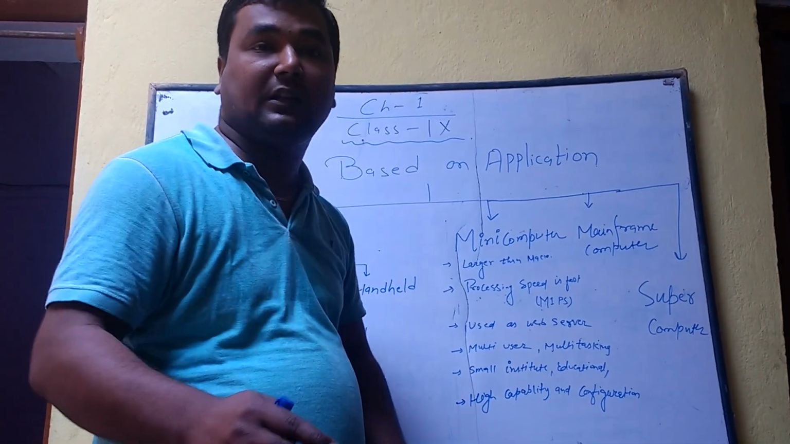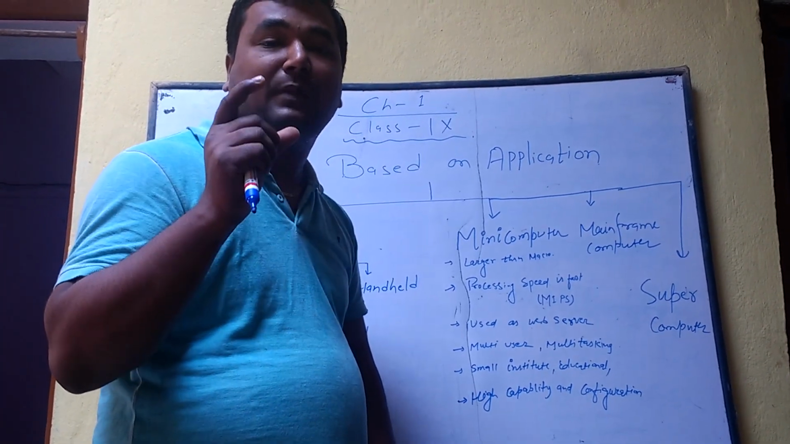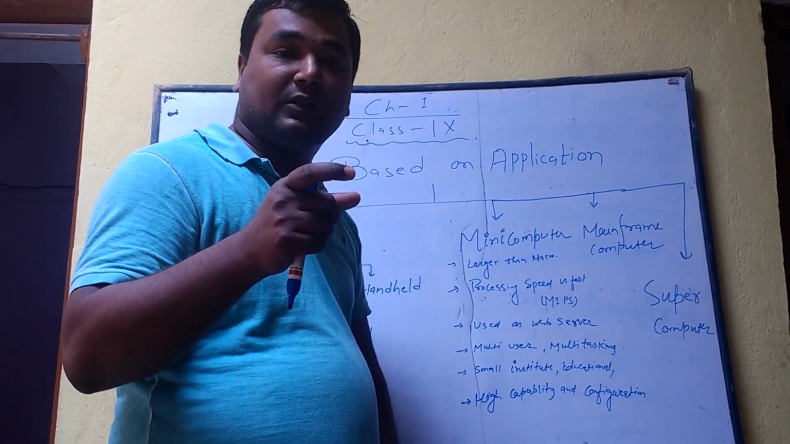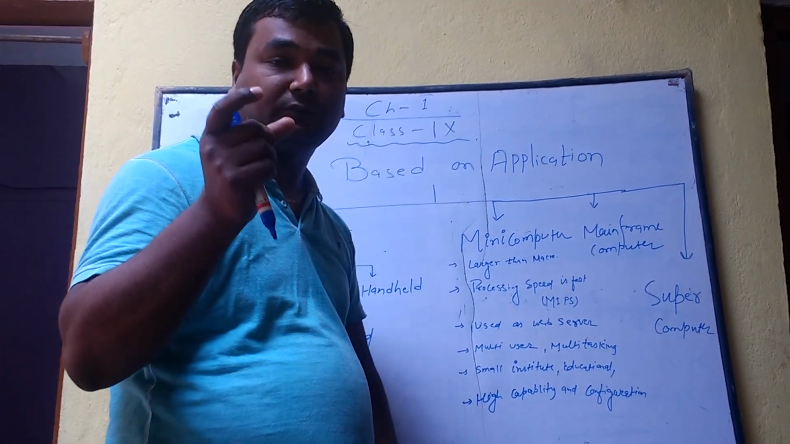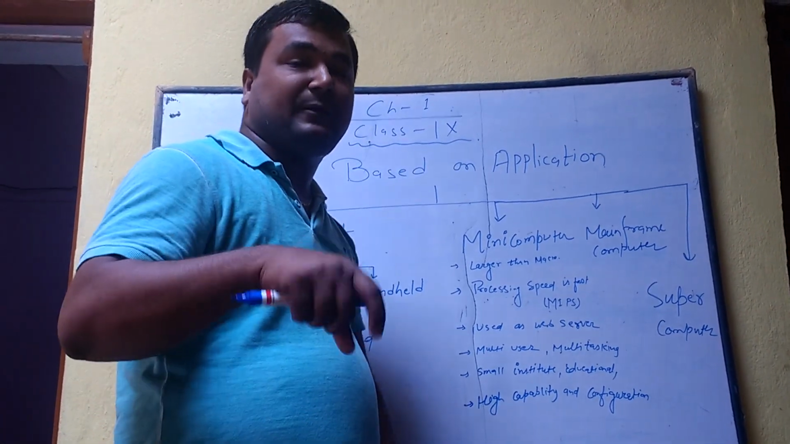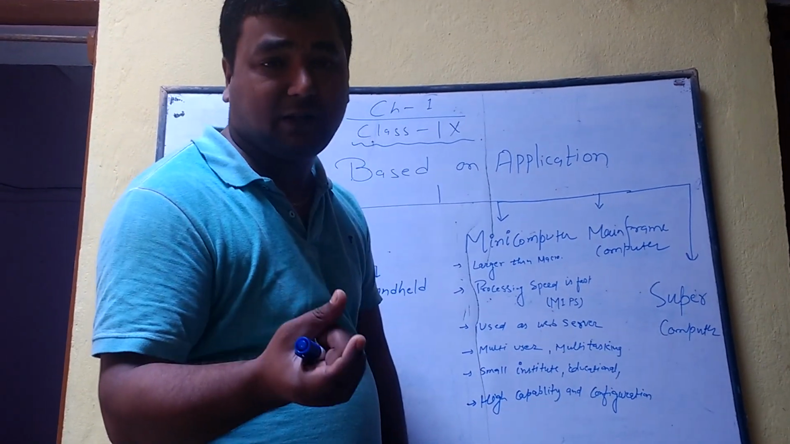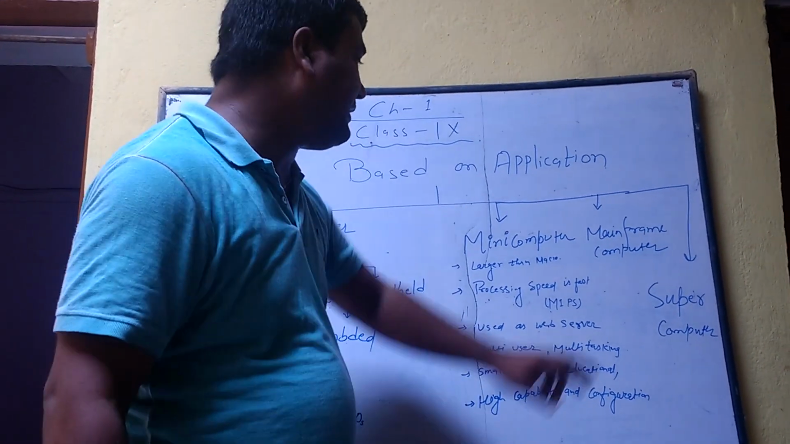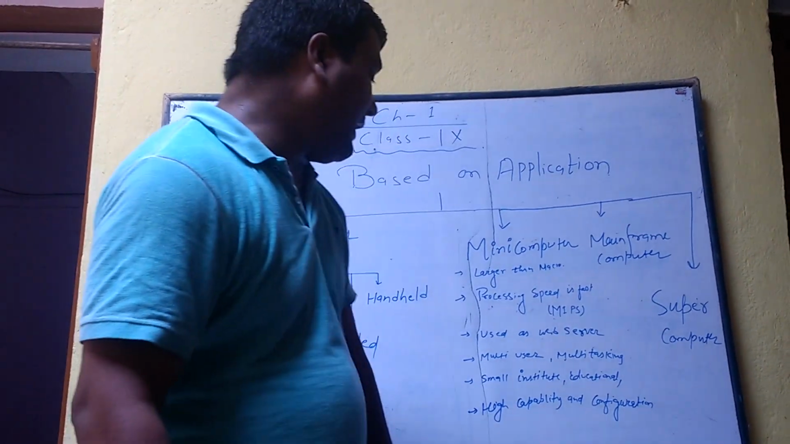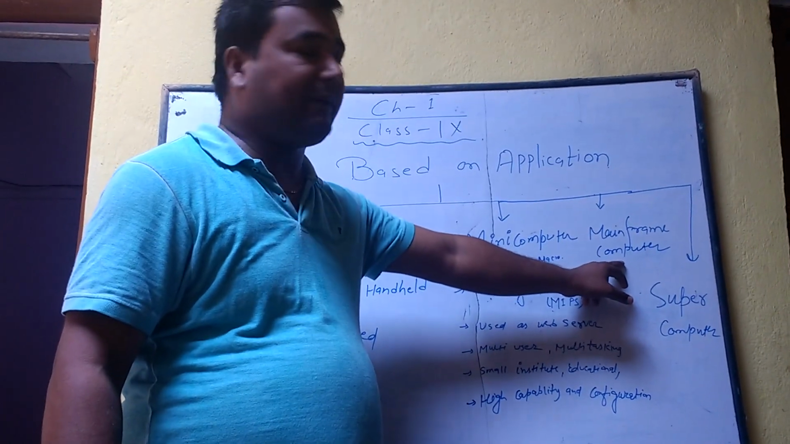Main server means what? You have heard the name SBI. SBI has branches all over India, but it has a single server which handles all the branches. So SBI has a main server, LIC has a main server, Railway has a main server. So in this way we can say that mainframe computers are used as the main server. And its speed is very fast.